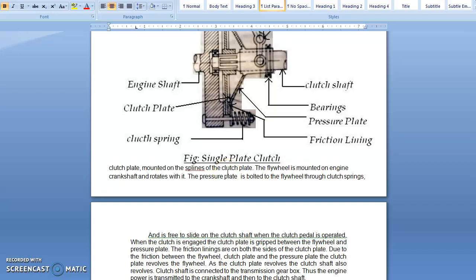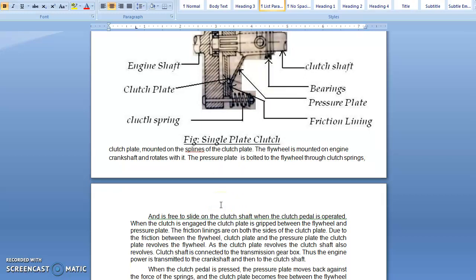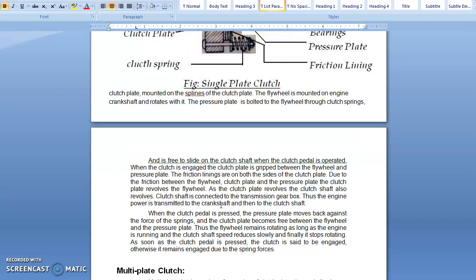When the clutch is engaged, the clutch plate is gripped between the flywheel and the pressure plate. The friction linings are on both sides of the clutch plate. Due to the friction between the flywheel, clutch plate and pressure plate, the clutch plate revolves with the flywheel. As the clutch plate revolves, the clutch shaft also revolves. The clutch shaft is connected to the transmission gearbox. Thus, the engine power is transmitted to the crankshaft, and then the clutch shaft is rotated.